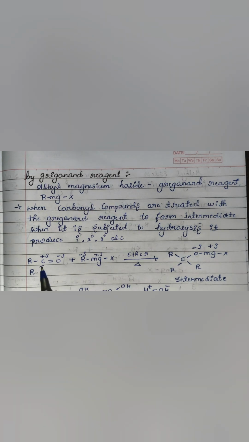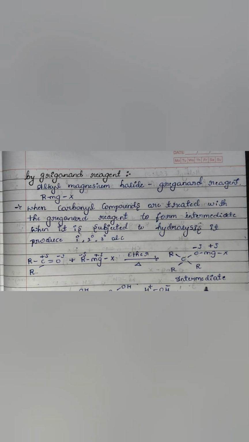The positive part of the carbon is attached to the negative part of the alkyl group. Then it is converted into an intermediate. And when it is subjected to hydrolysis, it gives alcohols, that means H plus and OH minus. The negative part of the oxygen combines with the positive part of the water, that means H, and the positive part of the Mg is attached to the OH minus and forms a secondary alcohol and Mg(OH)X.